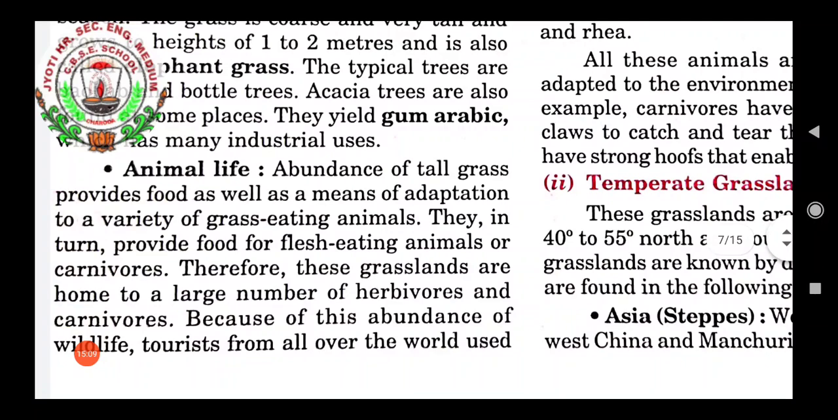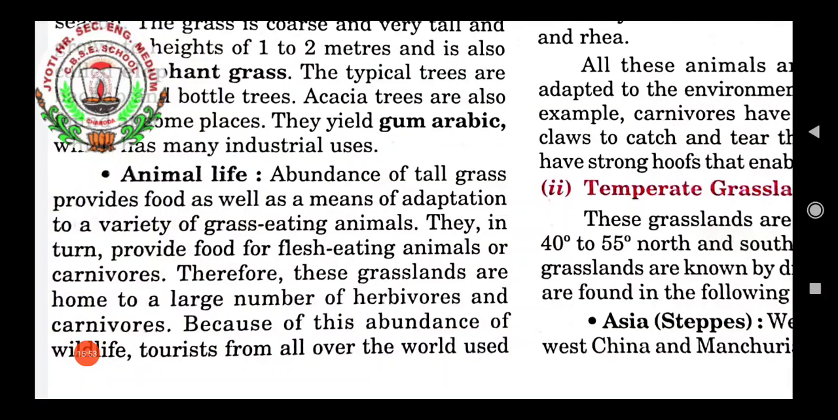Now we'll see about the animal life. There is abundance of tall grass that provides food as well as means of adaptation to a variety of grass eating animals. In the previous paragraph we understood that the grass is very tall and there is an abundance of grass, so that grass provides food to the grass eating animals and helps in their adaptation. Now, when the grass eating animals are in abundance, they provide themselves as food for the flesh eating animals, or the animals we call carnivores.